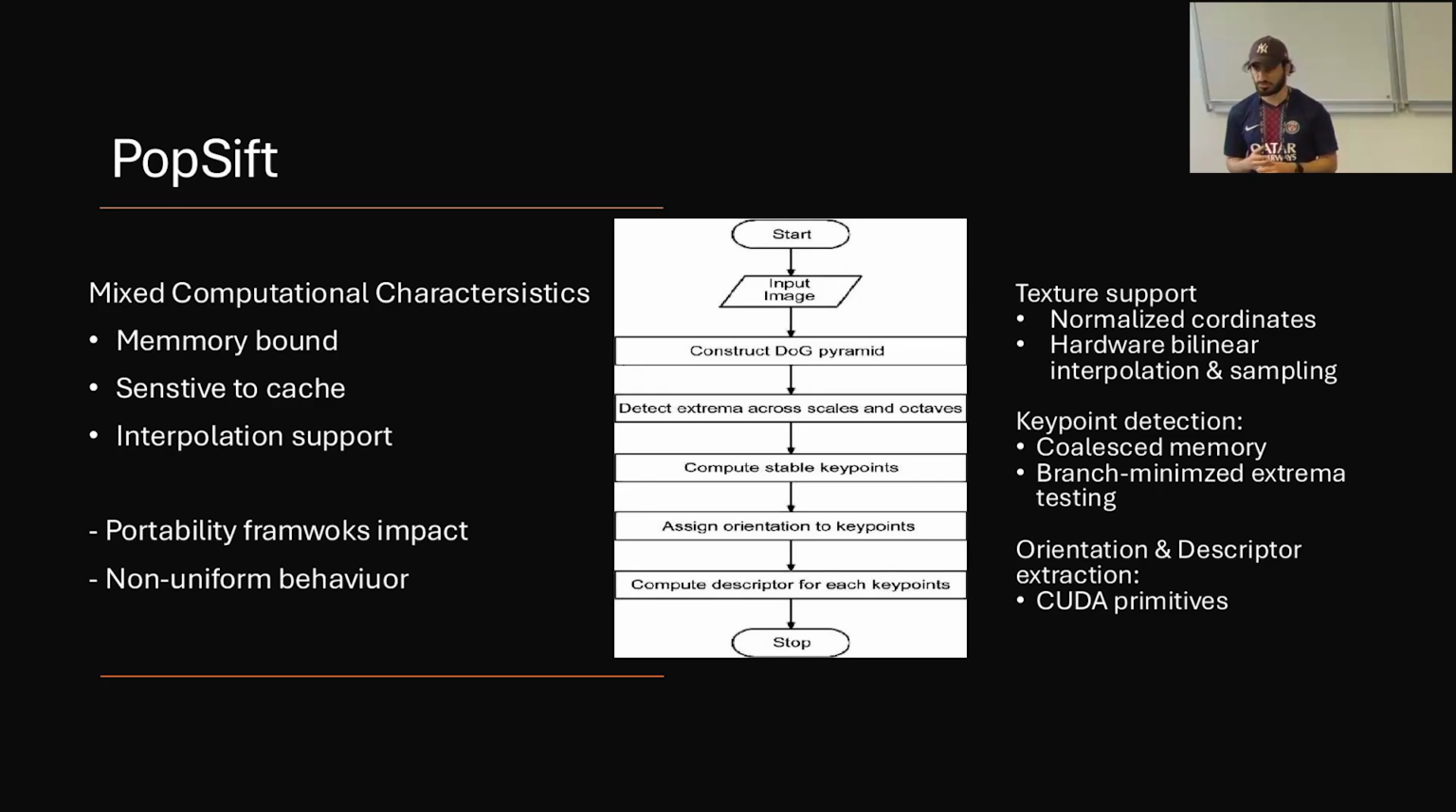So why is the CUDA texture support so important? It gives normalized coordinates and hardware bilinear interpolation and sampling. The way the key kernel GPU threads are mapped supports coalesced memory access and branch-minimized extrema testing, which reduces branch divergence. And a lot of CUDA primitives are utilized throughout the different stages.